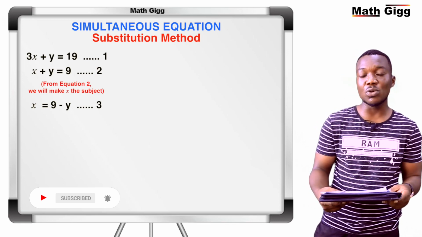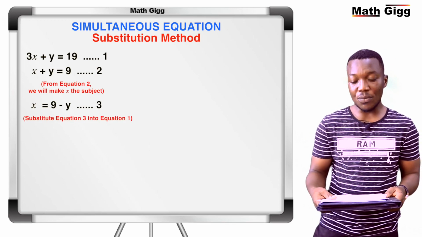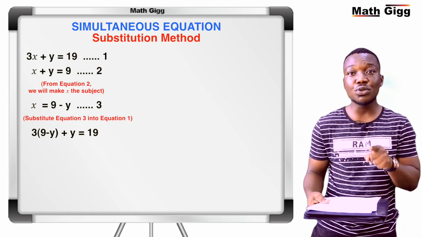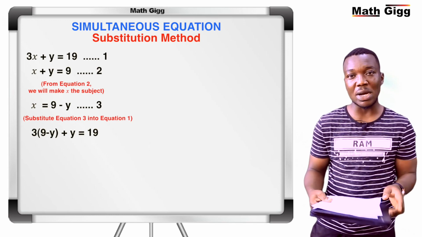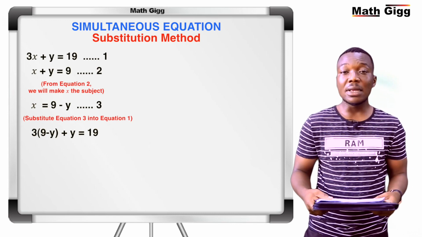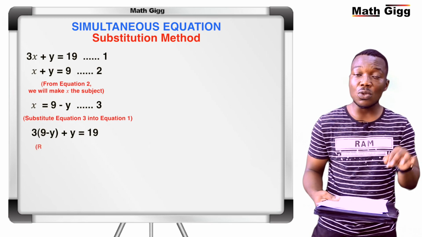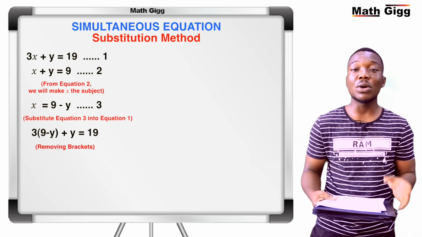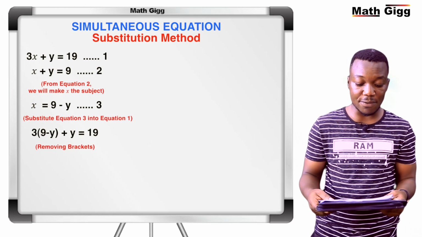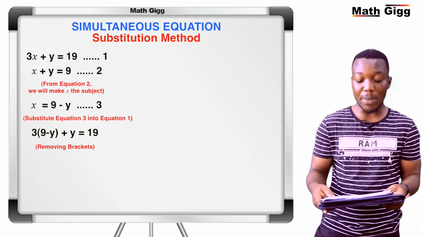In this case, when we do that, we are going to have 3 into bracket 9 minus y, plus y equal to 19. Remember that when you are substituting, put your expressions in a bracket so that you don't get yourself in any trouble. Now the next thing is to remove the bracket. It means we are going to multiply the 3 through what is inside the bracket, individually. First, 3 times 9, we have 27. 3 times negative y, we have minus 3y.